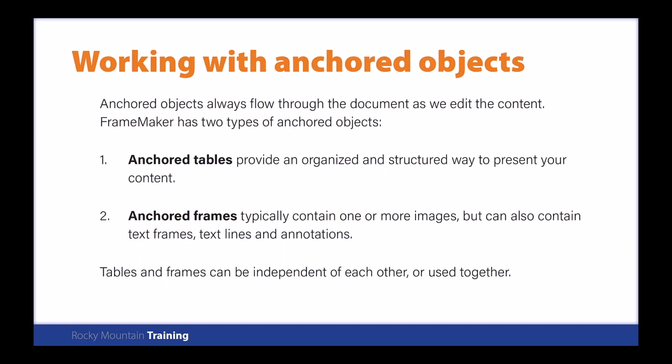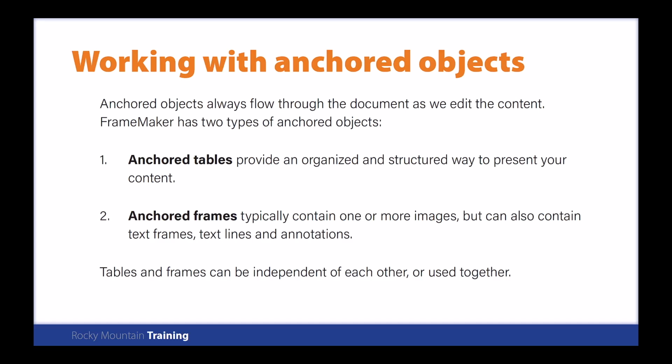So the topic for today is working with anchored objects. FrameMaker has two kinds of anchored objects. It has anchored tables and anchored frames. Anchored objects are going to flow through the document as you edit your content. If you have a sentence that says, for more information, see figure 1.1 below, you want to make sure it's below that paragraph and doesn't end up a few pages earlier in the file.